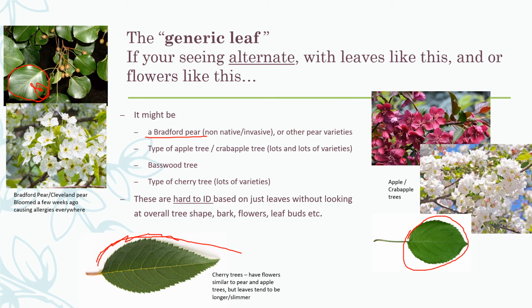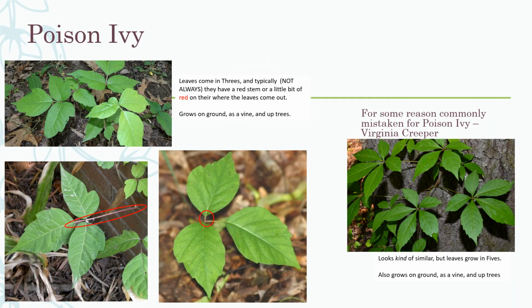All right, so last but not leastly, this isn't a tree, all right? But if you're going out and about and exploring the wilds looking for trees, I want you to be able to recognize these plants. First one being poison ivy. Poison ivy leaves come in threes, and typically, not always, they have a red stem or a little bit of red where their leaves come out.